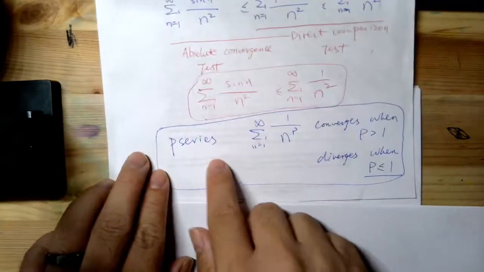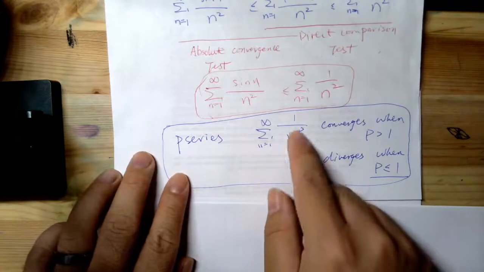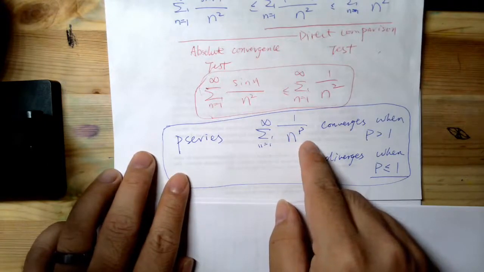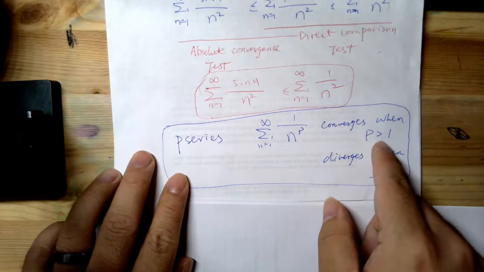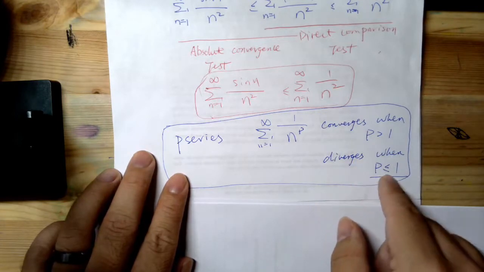And this is the p-series, the format is 1 over n to the power of p. The p-series converges when p is greater than 1 and diverges when p is less than or equal to 1.